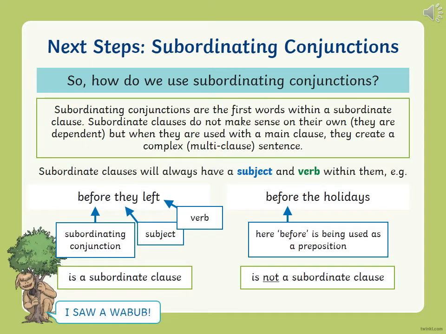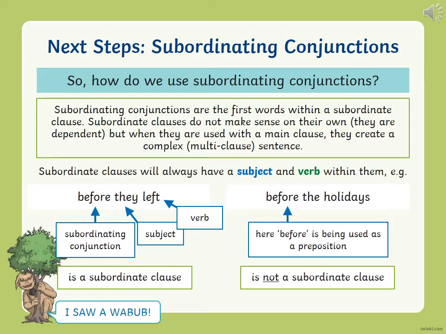Okay, now let's see how we can use subordinating conjunctions. A subordinating conjunction is the first word we use within a subordinate clause. Subordinate clauses do not make sense on their own. They are dependent on the main clause. We need to have a main clause so that the sentence can make sense. Now, subordinate clauses will always have a subject and verb within them.